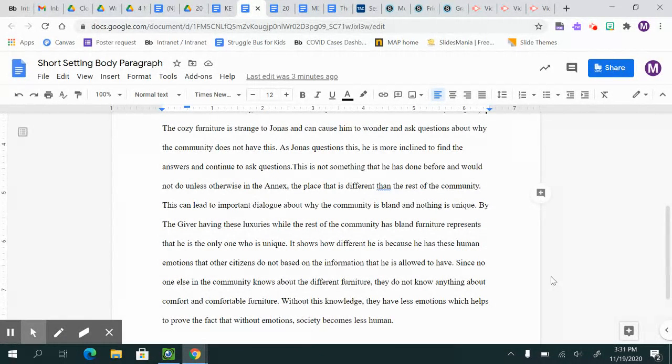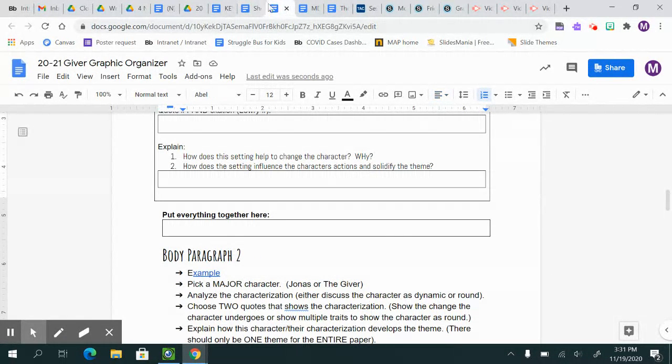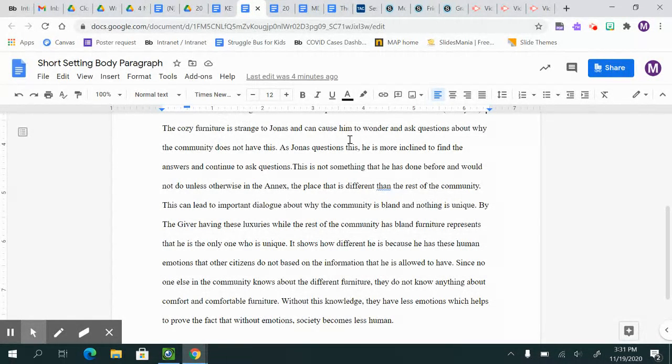Okay, so the first thing we're going to again explain is how the setting helps to change the character. The cozy furniture is strange to Jonas and could cause him to wonder and ask questions about why the community does not have this. Right there, because of the cozy furniture, Jonas is going to change and question things. As Jonas questions this, he is more inclined to find out the answers and continue to ask the questions. This is not something that he has done before and would not do otherwise unless in the annex, the place that is different than the rest of the community. Right there, you're saying how this setting is changing the character. If Jonas was not in the annex, he would not ask these questions.